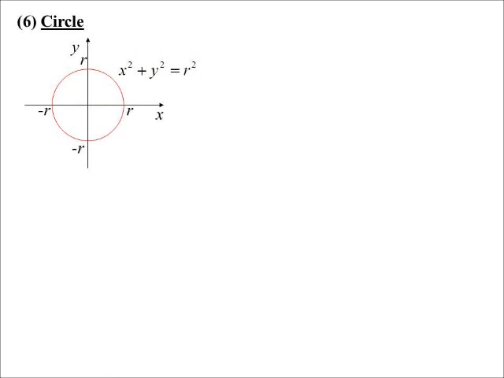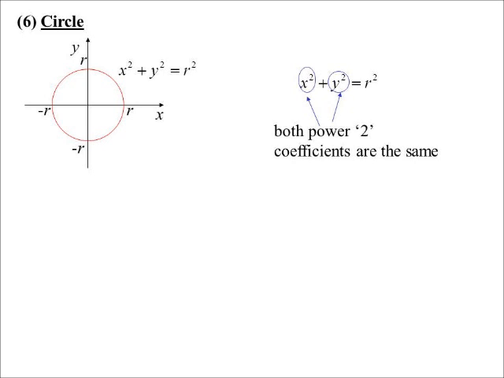Circle, so x squared plus y squared is equal to the radius squared. How do we recognise that one? Well, now both pronumerals are to the power of 2, but the other key thing is the coefficients are the same. Now in this case the coefficients are both 1. If the coefficients were different, say I had x squared plus 2y squared, I wouldn't have a circle, it would turn into an ellipse.